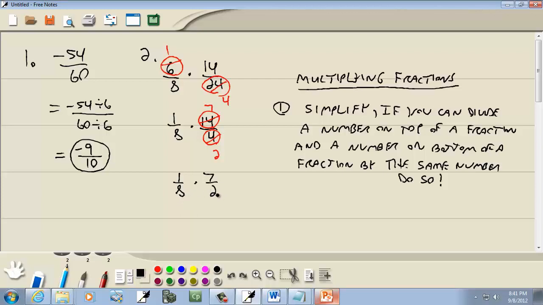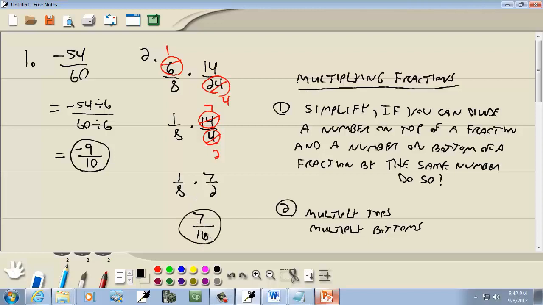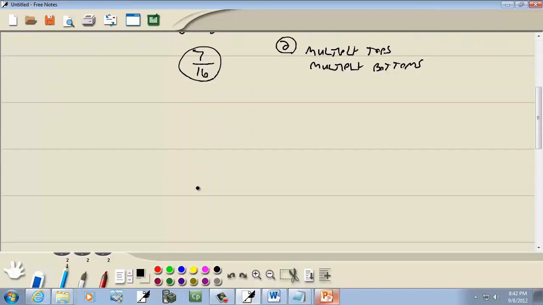Now 2 and 8 looks like I could do something with those, but remember our guide. One's on top, one's on the bottom. Other than that, we don't have a rule on simplifying. So our second step: multiply the tops and multiply the bottoms. When we do this, we're going to put them into a single fraction. So 1 times 7 is 7, 8 times 2 is 16. So our answer is 7/16. If you've done a good job simplifying in step 1, you don't have any simplifying at the end on these.